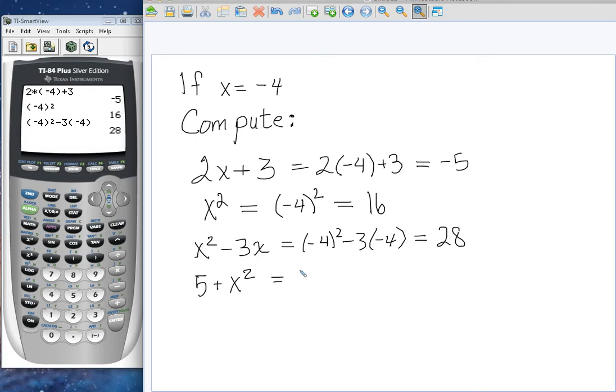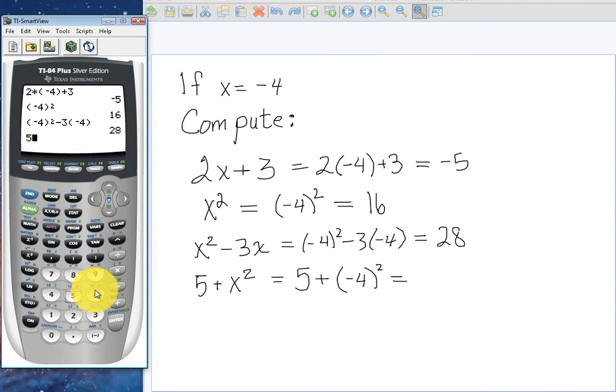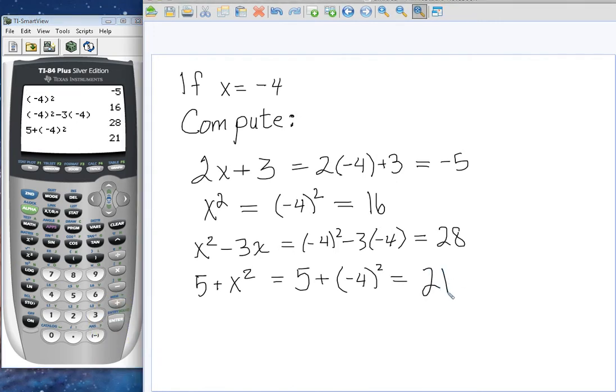5 plus x squared, there should be 5 plus parentheses negative 4 squared. Let's see what happens. So there should be 5 plus parentheses negative 4 parentheses squared. That should get you 21, which is the correct answer because negative 4 squared is 16. 5 plus 16 does equal 21.